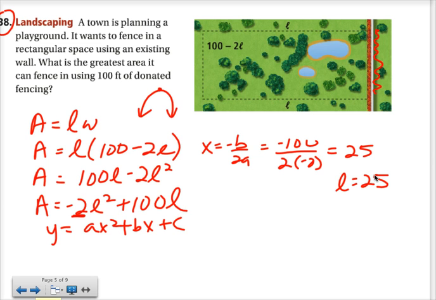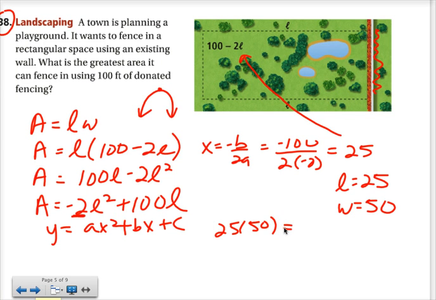And then you could go back to the picture and figure out the length with that. You'd take your 25 and put it back up here. So 100 minus 25 times 2, or 100 minus 2 times 25, that's going to give you a width of 50. And what we wanted to know was, what's that greatest area that can be fenced in? So we'd have to take 25 times 50 to get that answer.